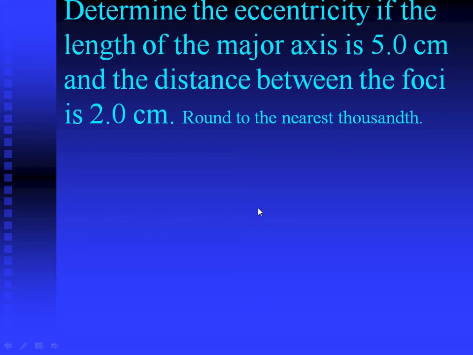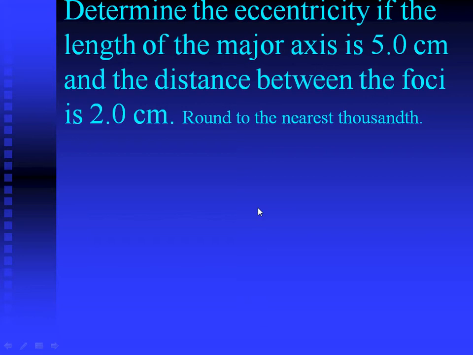Okay, so we have an ellipse, and we need to determine the eccentricity if the length of the major axis is 5 centimeters and the distance between the 2 focal points, or foci, is 2 centimeters. And it says that we have to round our answer to the nearest thousandths. All right, well, that shouldn't be too bad. Let's draw an ellipse first, all right?